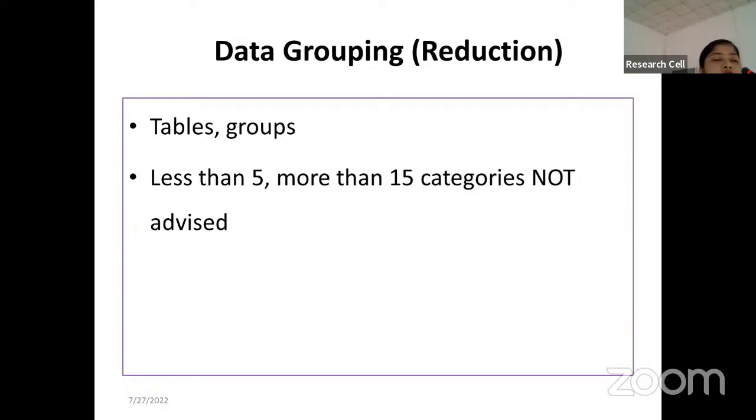If there is too much, you'll be confused. Okay, so whatever you are collecting, it should be reduced or grouped or tabulated accordingly. What objective you have, and accordingly you group it or tabulate. Okay.